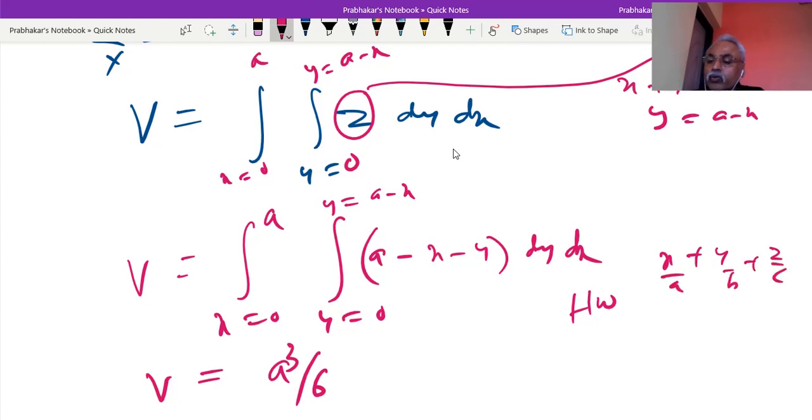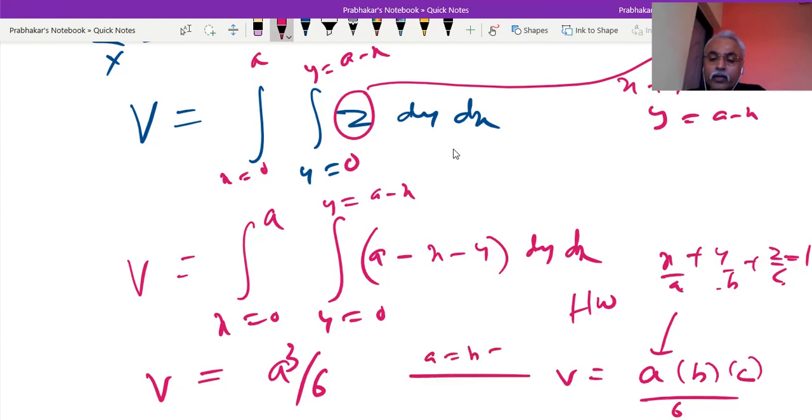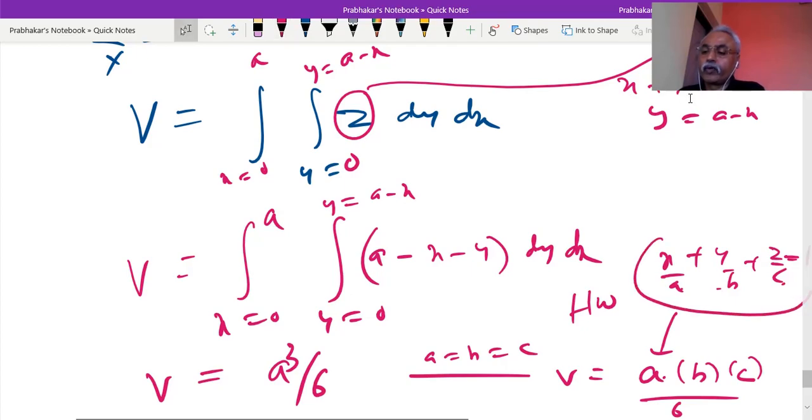A small homework: if the plane is x/a + y/b + z/c = 1, if a = b = c, instead of volume equal to a into a by 6, you'll get a into b into c. If a = b = c, you will get a cube by 6. Please try that. Only the plane you should write this one.